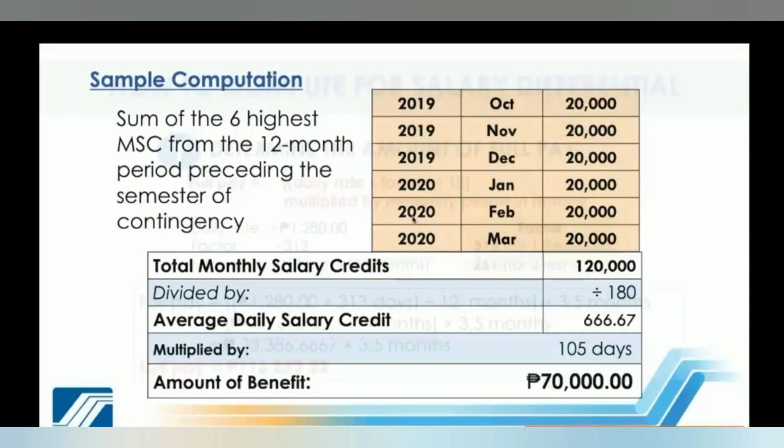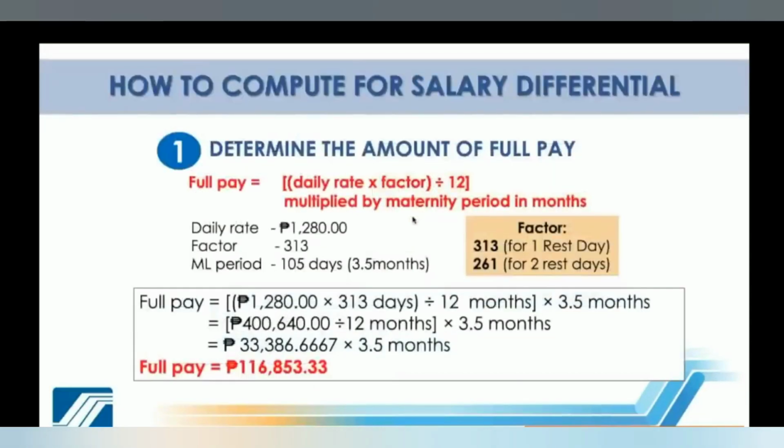So, second part lang, kasi employed po ako. Sabi nyo, pag employed, bukod sa SSS maternity benefit, ay may salary differential din tayong matatanggap. So, how do we compute for that? Step number 1, dear participants, is for you to determine the amount of full pay. So, the formula to get the full pay is equal to daily rate times factor divided by 12 multiplied by the maternity period in months.